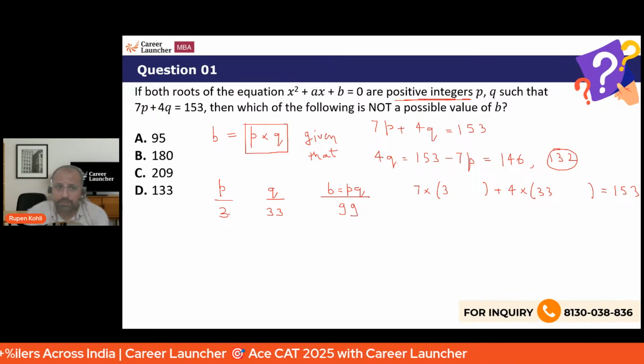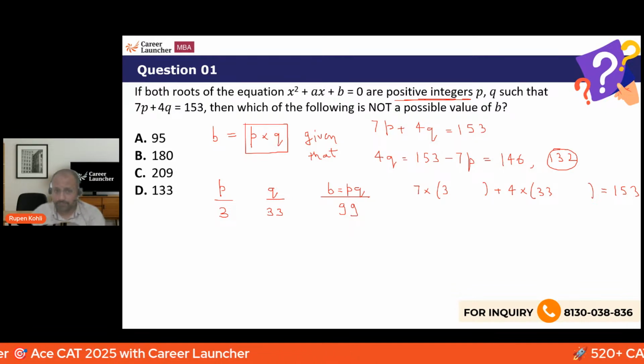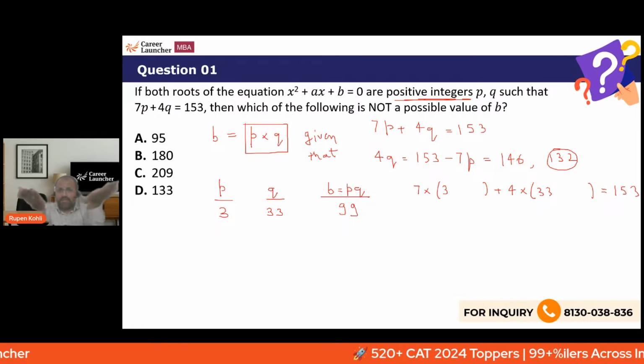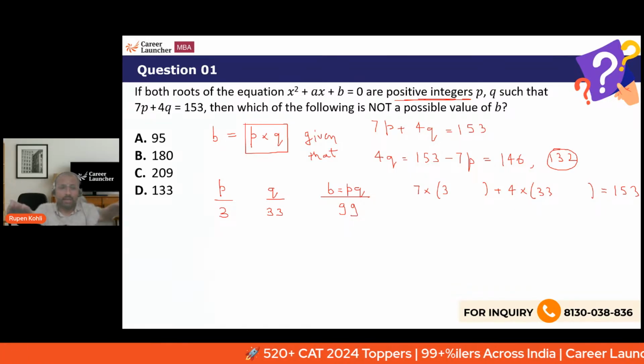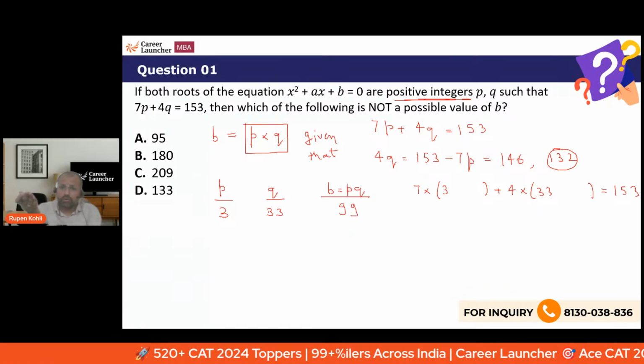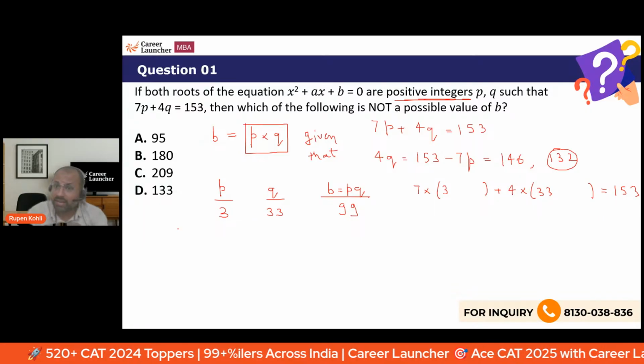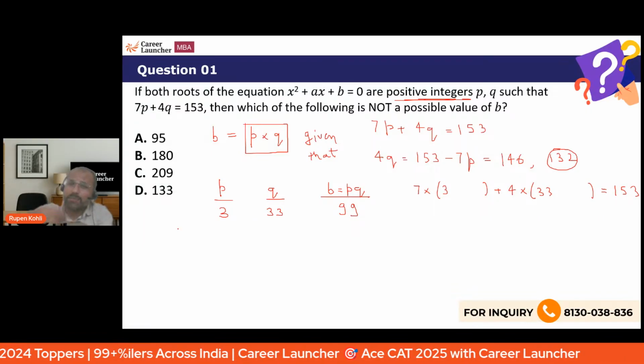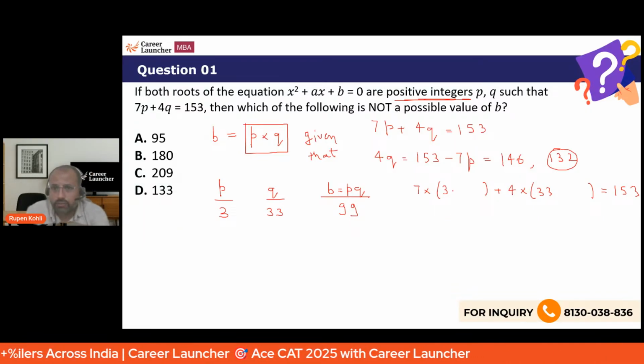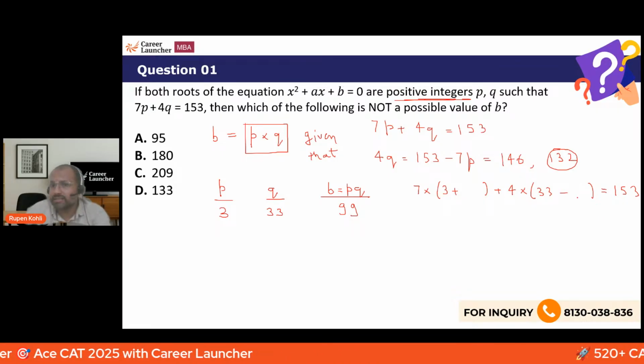Obviously, this value of P will only further increase, and correspondingly the value of Q has to decrease, such that the sum remains constant, because the sum of 7P and 4Q is constant and equal to 153. One has to go down, the other has to go up. So obviously P has to increase because it is at its minimum possibility. So 3 plus something and 33 minus something, the sum has to be balanced.